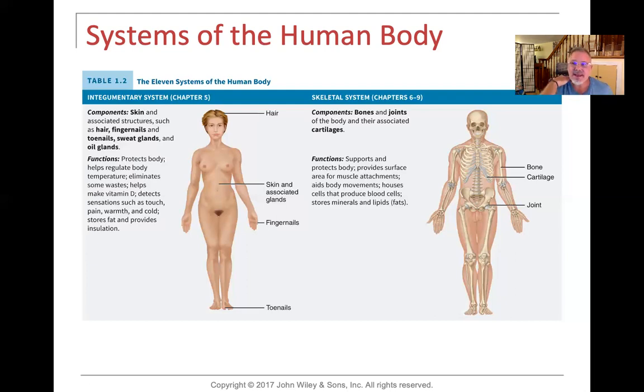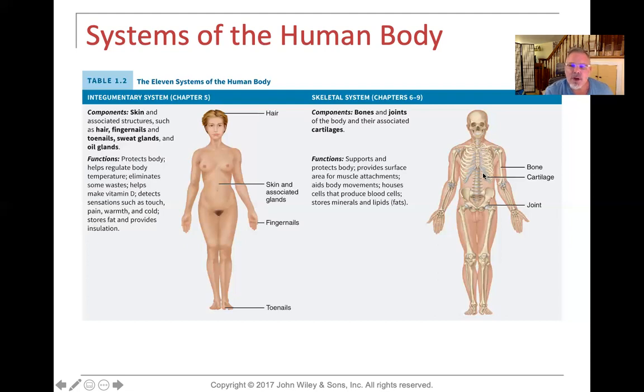We have 7 in the neck. We have 12 in the mid-back, thoracic region. And then we have 5 in the lumbar region. So 7 cervical, 12 thoracic, 5 lumbar. Just remember, you eat at 7 a.m., 12 noon, 5 p.m. 7, 12, and 5.